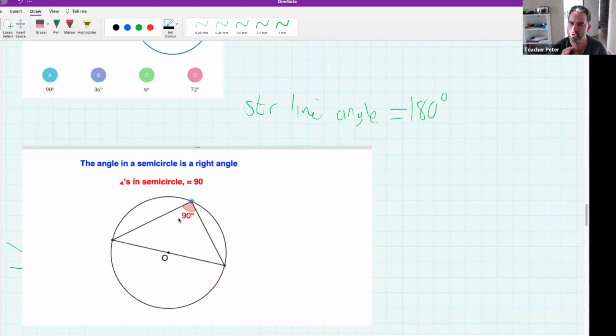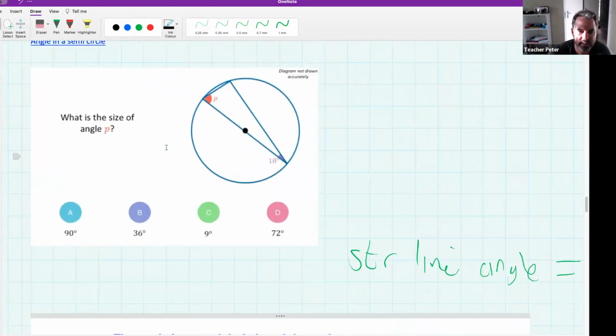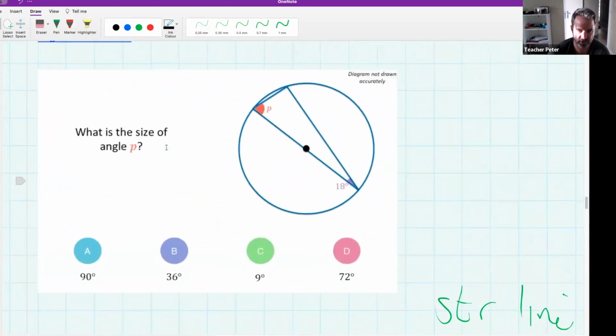So the first two lessons are all about the center of a circle and facts that go with it. Let's do a little multiple choice question. So it says, what is the size of angle P, which is sitting up here? And your choices are A, B, C, or D. I want you to try and decide which angle, what is the size of angle P?